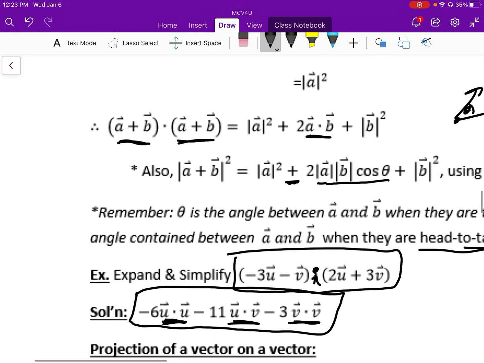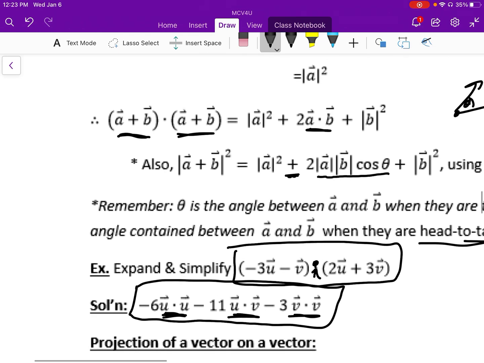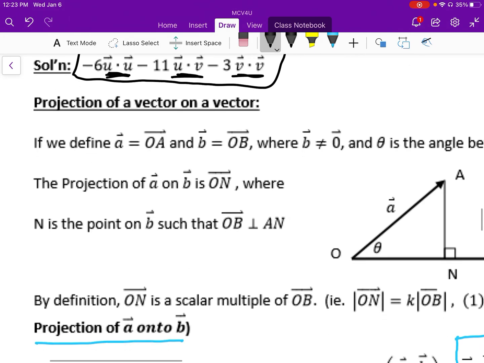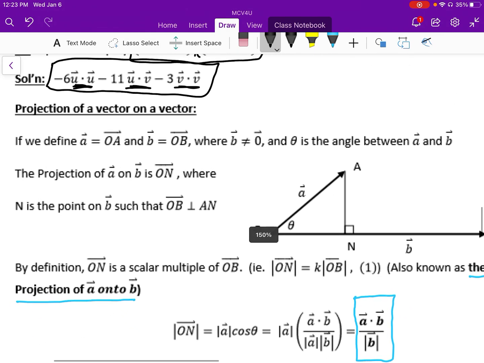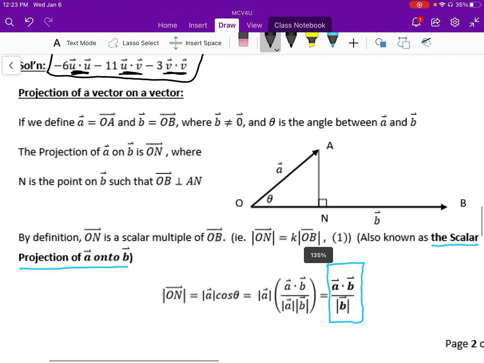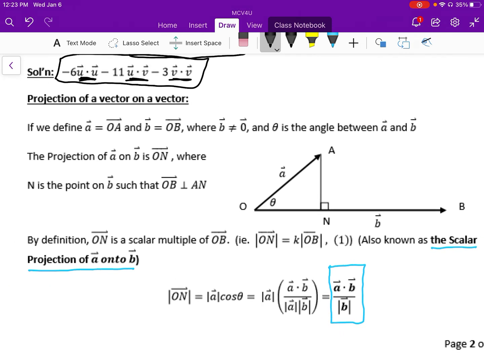Now, the last idea, I'm going to take it through. You might have to pause a couple of times with this to understand. I'll try to work it out as best I can with you. It is called the projection of a vector onto a vector. It is a vector projection.